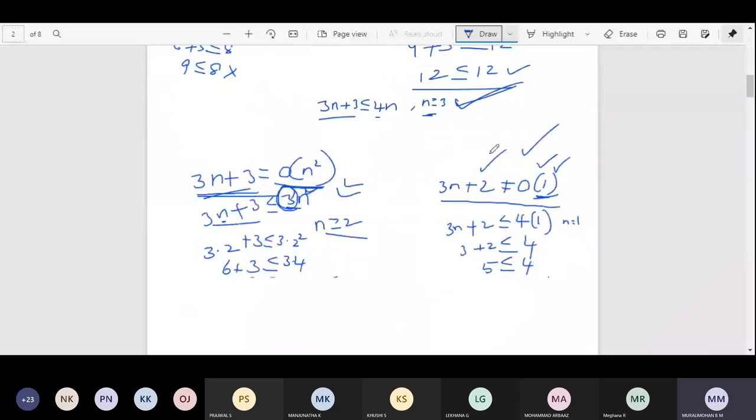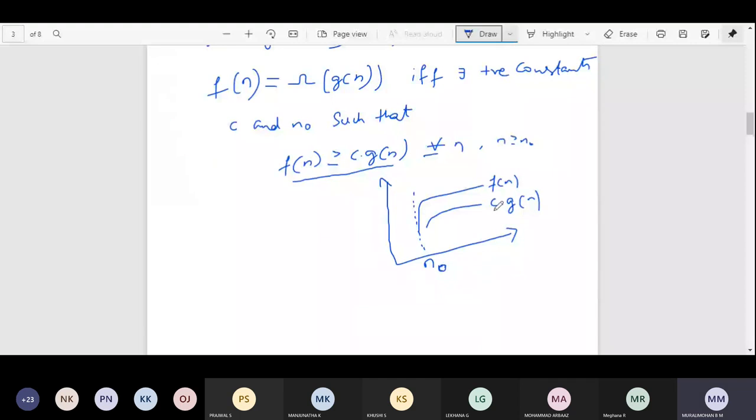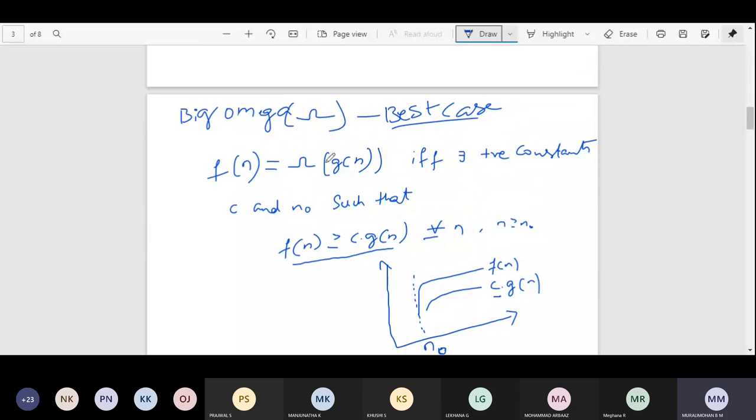Very simple to remember. And this is n naught, and this is constant c we are having. Clear? Kindly go through this one. We can say that f of n is equals to omega of g of n if there exist positive constants c and n naught such that f of n is greater than or equals to c into g of n for all n such that n is greater than or equals to n naught. Very simple. So this is best case. Clear?